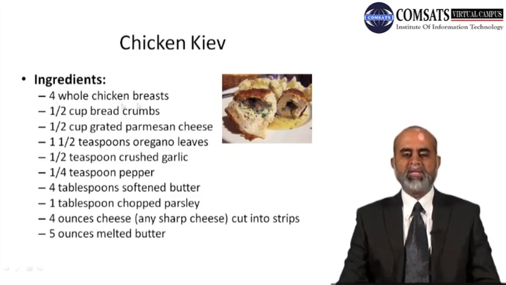You need 4 whole chicken breasts. Yeah, we are going to make chicken Kiev for more than one person. So you need 4 whole chicken breasts, ½ cup breadcrumbs. What are breadcrumbs? Pieces of bread. Okay, when you cut bread into very small pieces, they are called breadcrumbs. ½ cup grated Parmesan cheese.